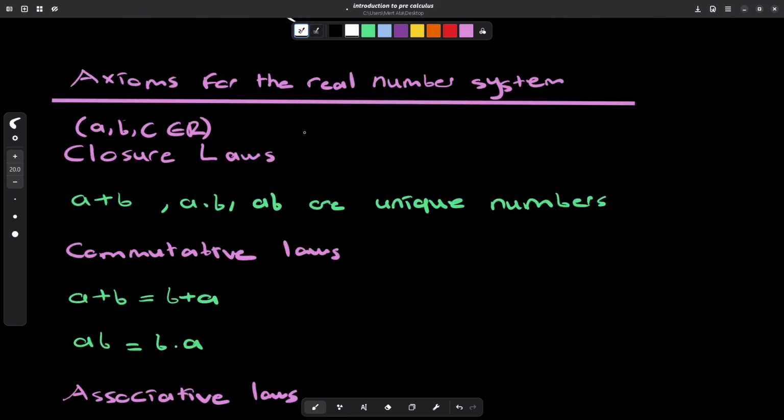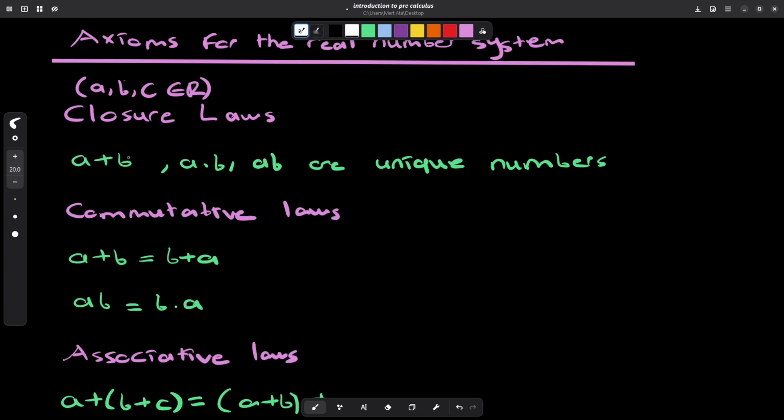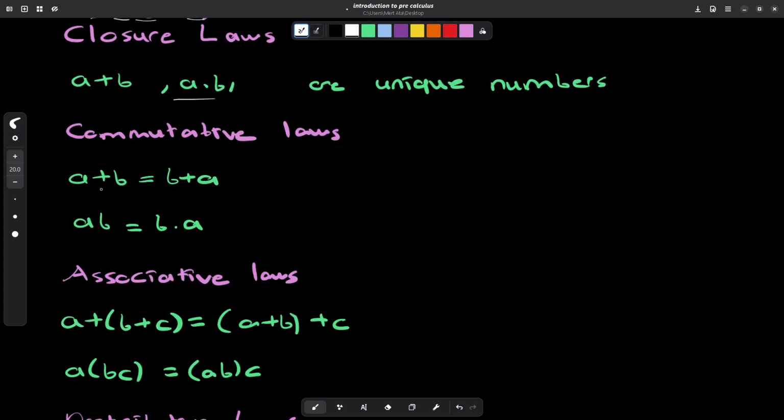Axioms for the real number system. We will fly through these because we are used to these ideas from everywhere. Your entire life, you use these: a plus b, a minus b, you know what these are. If we have a plus b, a multiplied by b, these are unique numbers. Don't forget a, b, c are in the set of R.